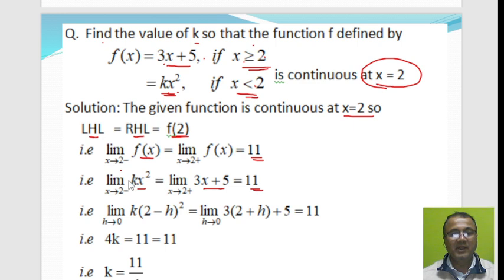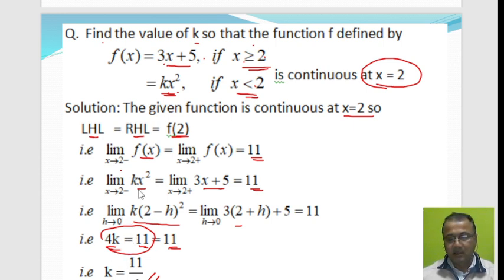Now evaluate these limits. We evaluate the left hand limit and the right hand limit, and they must be equal to 11. After evaluation, the left hand limit is 4k, and the right hand limit is 11. The function value at that point is also 11. Since the function is continuous, these three values must be equal. So the value of k will be 11 by 4. Such problems used to come in your exam.